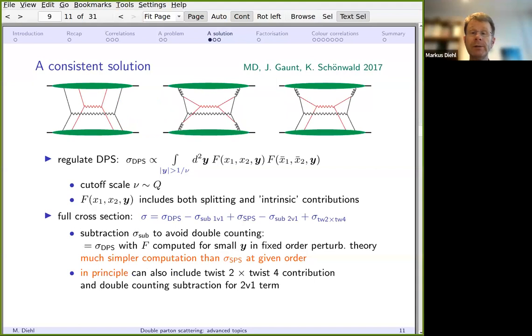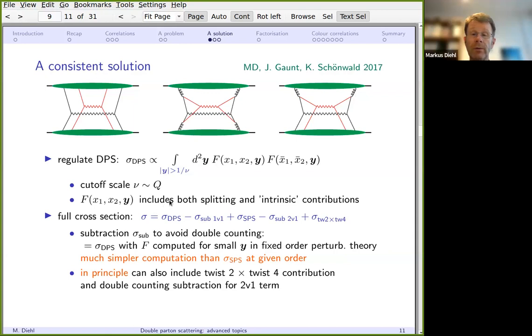Oh, just to mention, there is also a hybrid situation where you have a splitting on one side for one of the protons, but not in the other. Then this type of integral here is still logarithmically divergent, so it still needs a double lower cutoff.